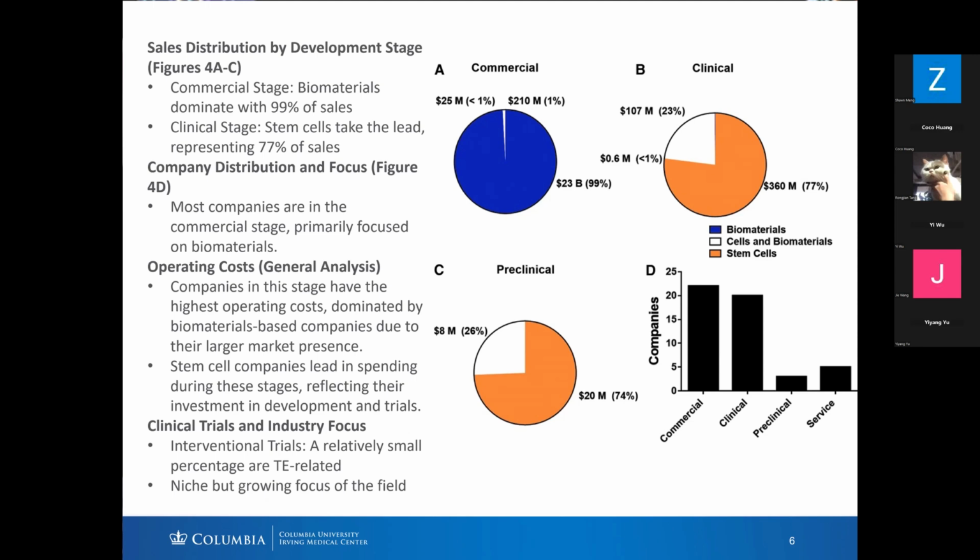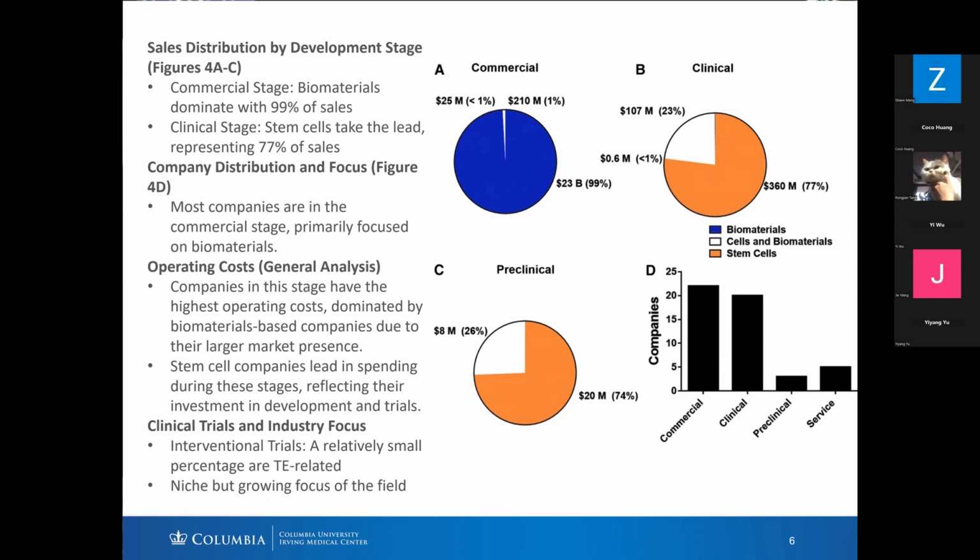Figure 4D shows that more companies are at the commercial stage with a strong emphasis on biomaterials. However, the significant number of companies in clinical and preclinical stages, particularly those focused on stem cells, reflect the industry's active investment in developing future therapies.